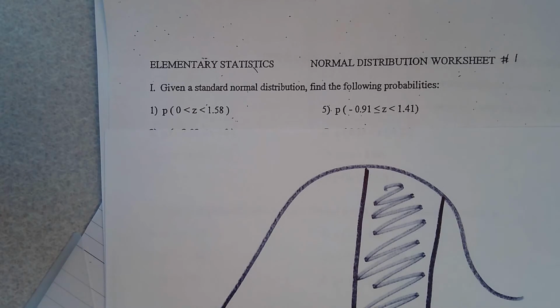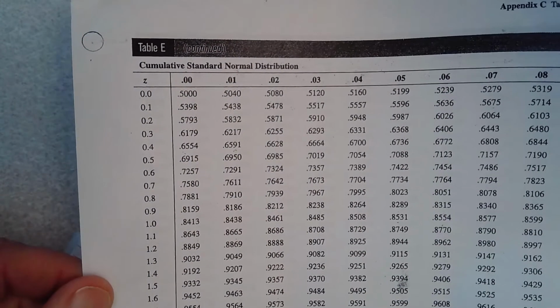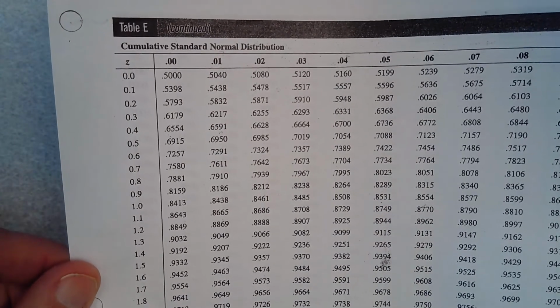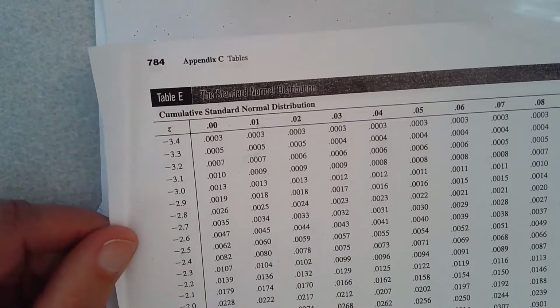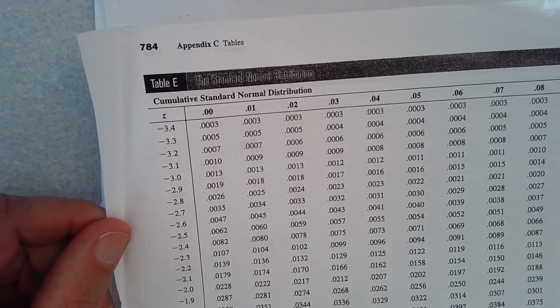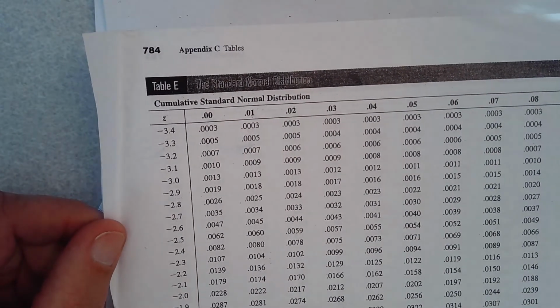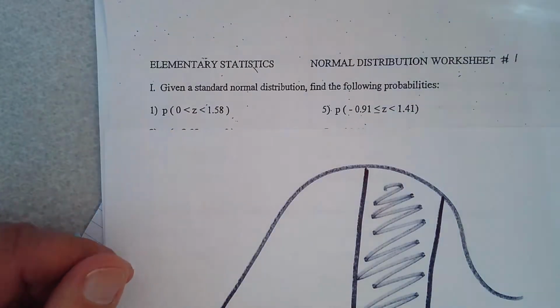So the paper that you're going to want to have handy is our normal distribution curve, which is posted in your work. There's a negative side and a positive side. So you want to make sure that you have that table when you're working on these.